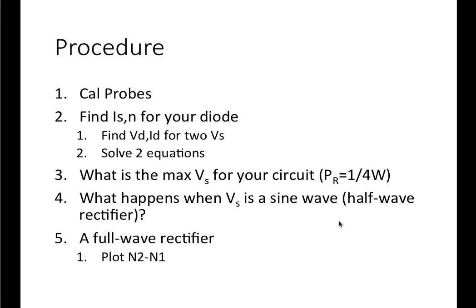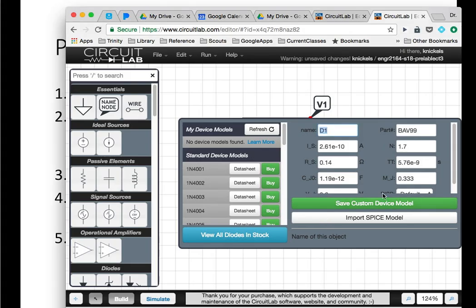So what are we going to do in lab? Well, you're going to start off, as always, calibrating your probes. Then I asked you to experimentally find IS and N for your particular diode. So let's look at a diode and see how we do that.